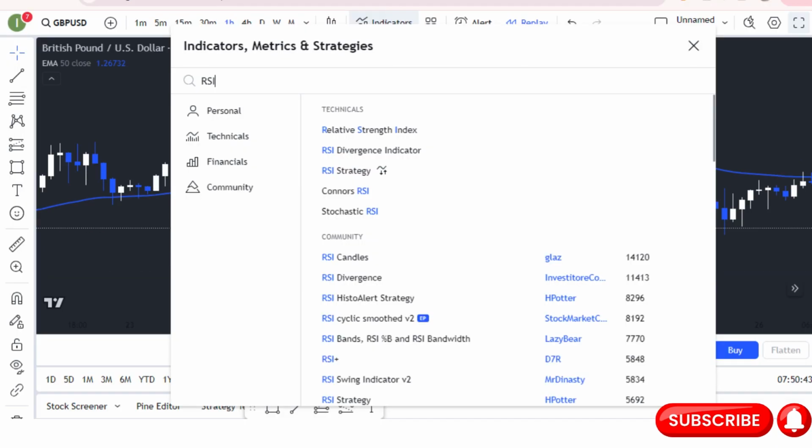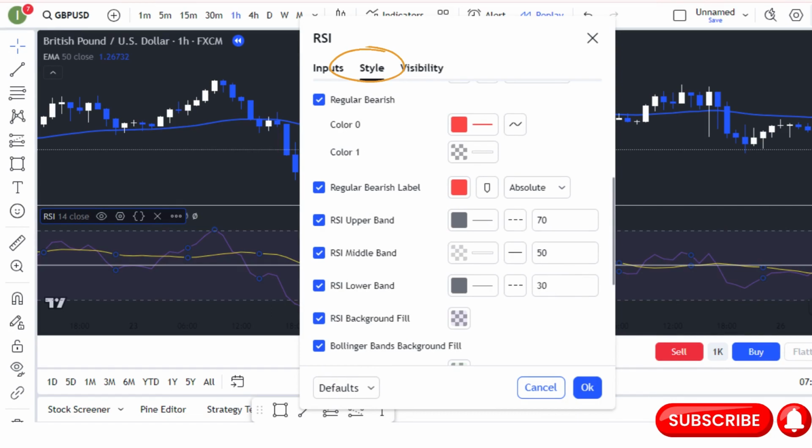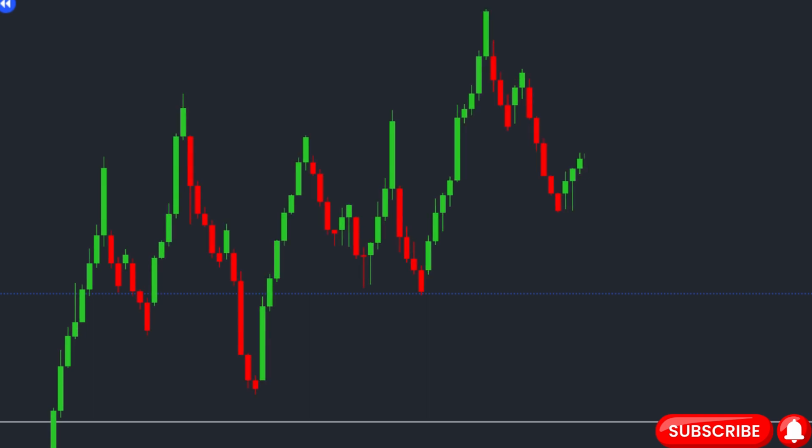To add this indicator, go to the Indicators tab and search for RSI and add it on the chart, and then go to Settings, then to Style and then to Middle line, and change it from a dotted line to a solid line. Also change the color to white. So let's go over what a successful trade would look like.